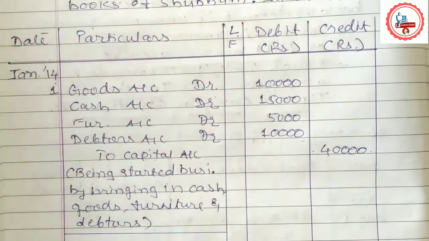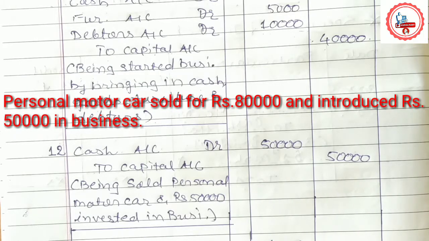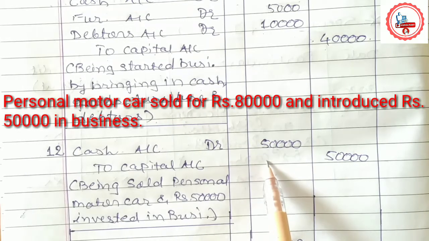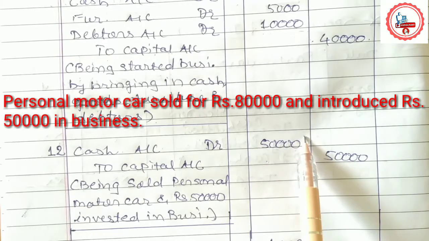Let us understand the second transaction. Personal motor car sold for rupees 80,000 and introduced rupees 50,000 in business. Whose motor car? Shubham's motor car. What was the selling price of the motor car? It was 80,000. Shubham has sold such motor car at 80,000. But out of that 80,000, Shubham brought into the business only rupees 50,000. So we are having an effect of 50,000 only.